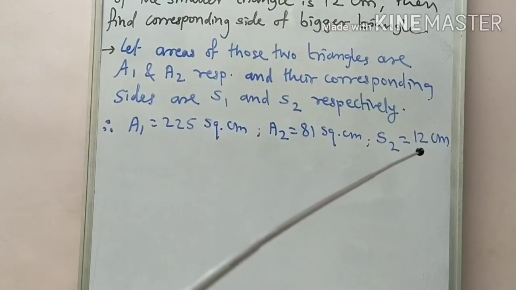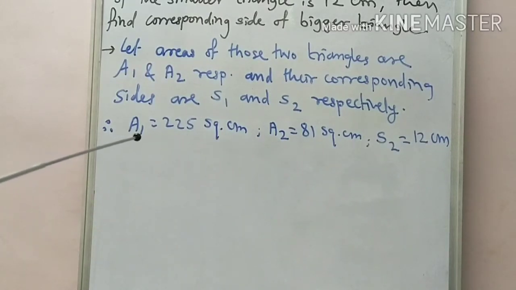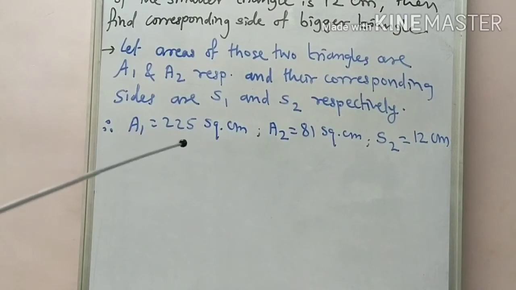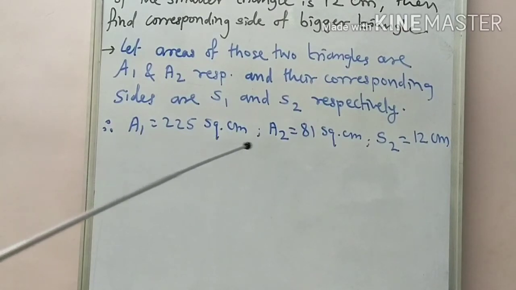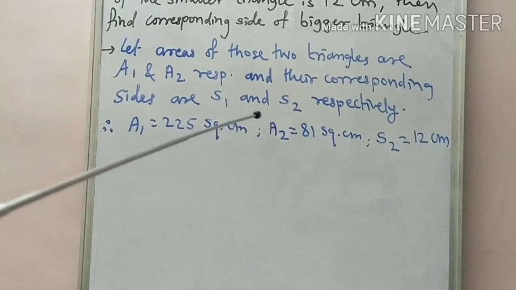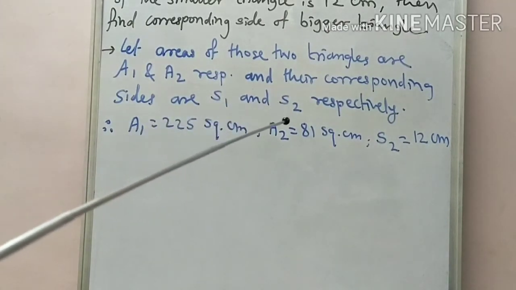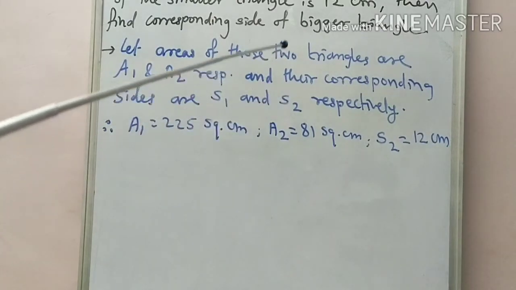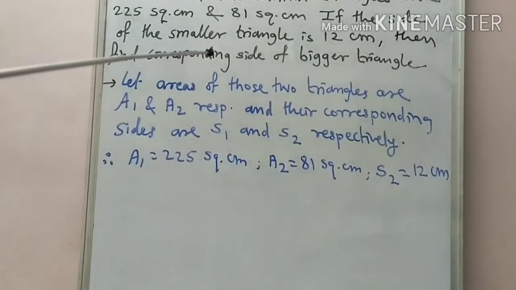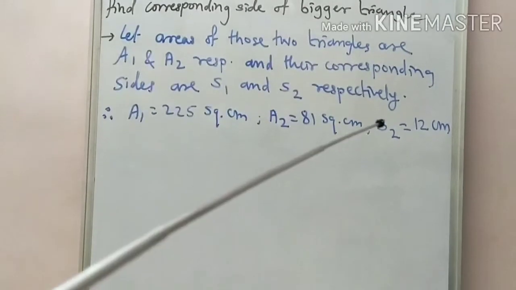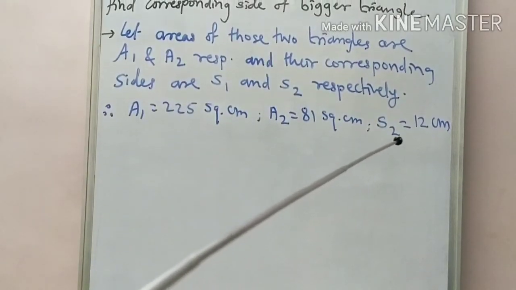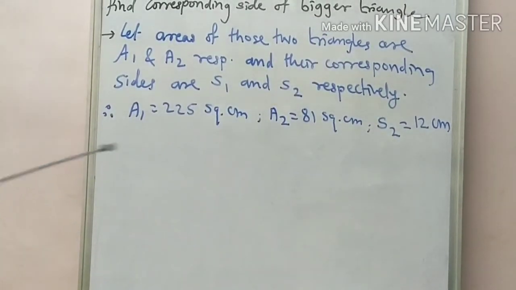Understood this, students? The first triangle's area is 225 square centimeter, which is greater than A2, meaning S1 is the side of the bigger triangle and S2 is the side of the smaller triangle. Hence the 12 centimeter, which is the side of the smaller triangle, we consider as S2 equals 12 centimeter, meaning we have to find S1 here.